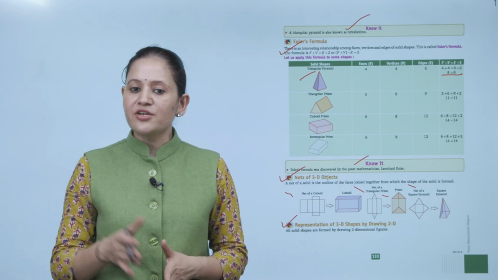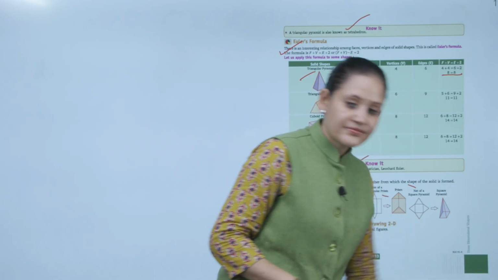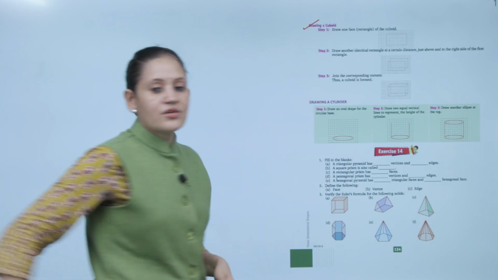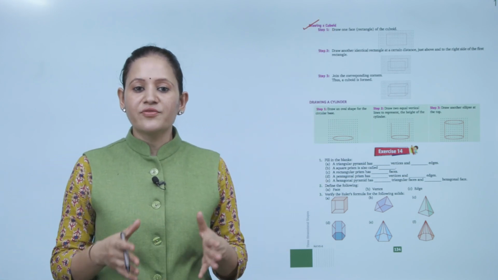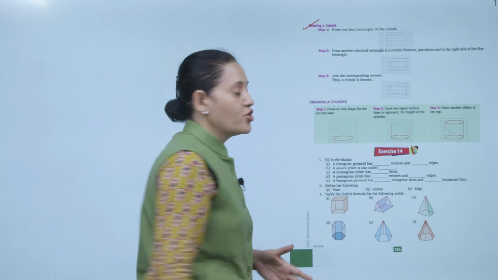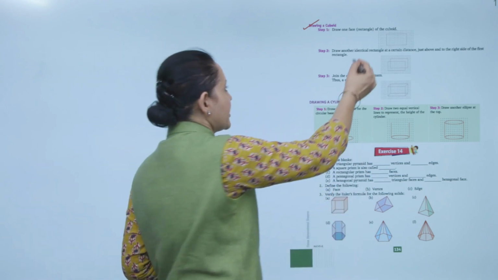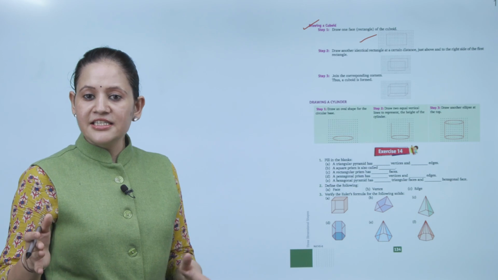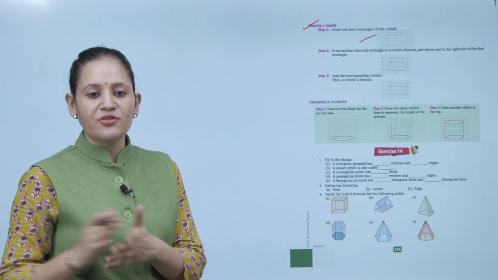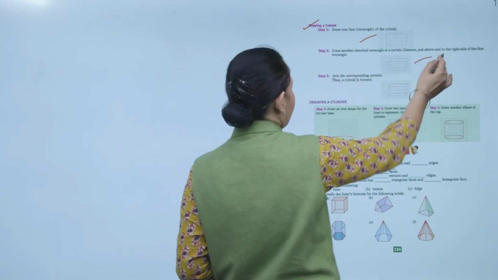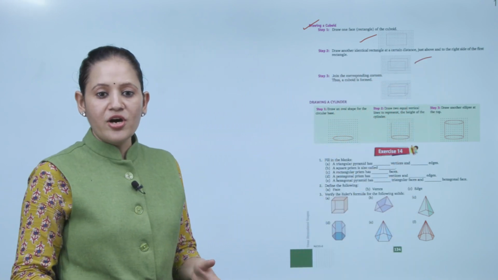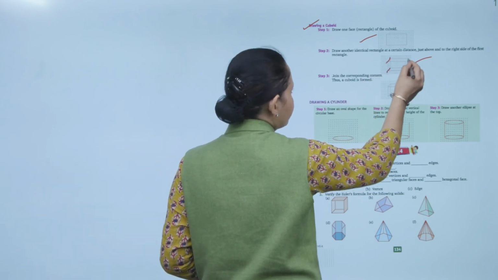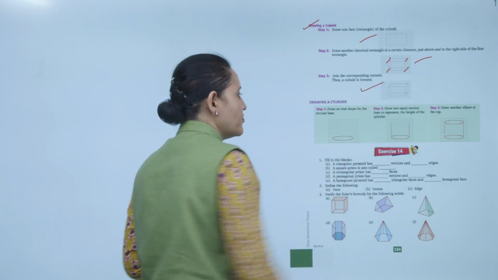Next, representation of 3D shapes by drawing 2D. All solid shapes can be represented by drawing two-dimensional figures. Drawing a cuboid. So the steps are: draw one face of the cuboid. As you know, a cuboid has rectangular faces, so we have drawn one rectangle here. Now draw another identical rectangle at a certain distance just above and to the right side of the first rectangle. Now join the corresponding corners, like this. So you can see one cuboid is formed.